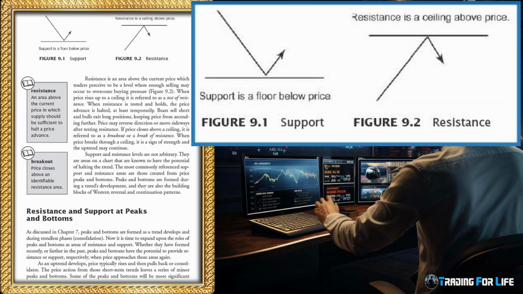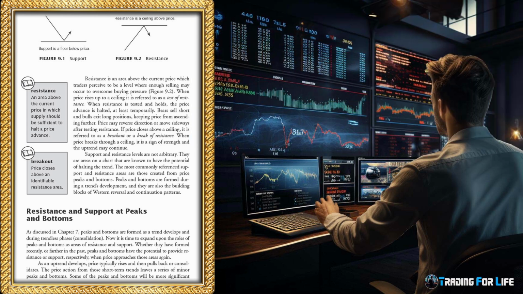Support and resistance levels are not arbitrary. They are areas on a chart that are known to have the potential of halting the trend. The most commonly referenced support and resistance areas are those created from price peaks and bottoms. Peaks and bottoms are formed during a trend's development, and they are also the building blocks of Western reversal and continuation patterns. Resistance and support at peaks and bottoms.